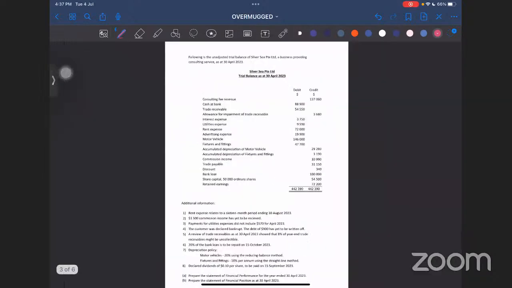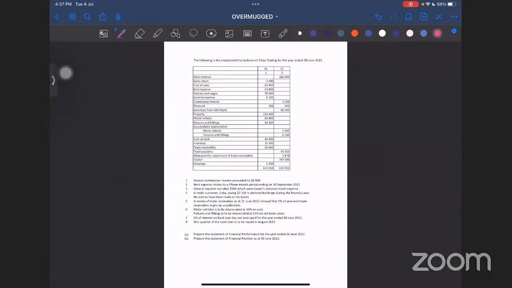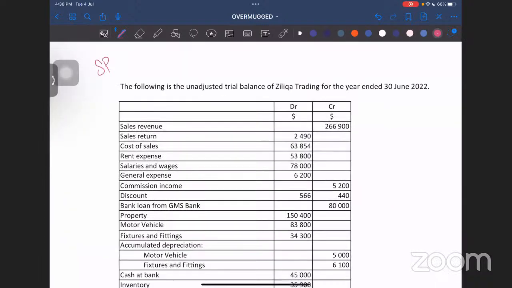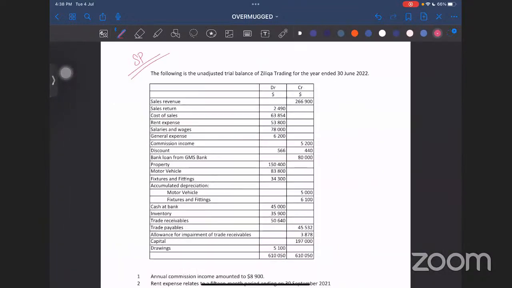So let's start with, I'm going to start with this one first. We are going to do two. One is a trading business and one is a service business. Let's start with the trading one first. The trading one will be the sole proprietor. The other one that we are going to do will be for company. So I'm going to cover both.